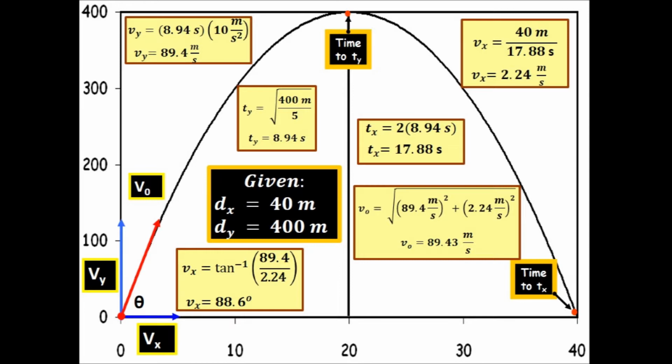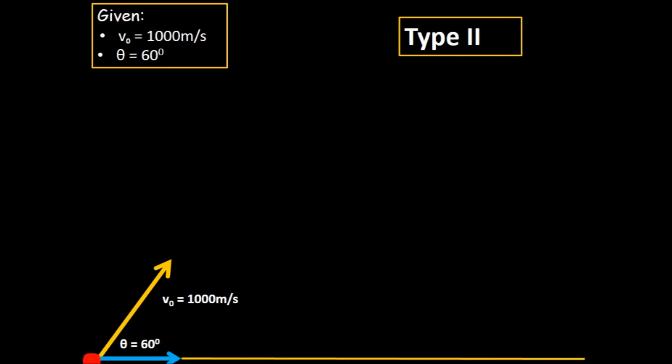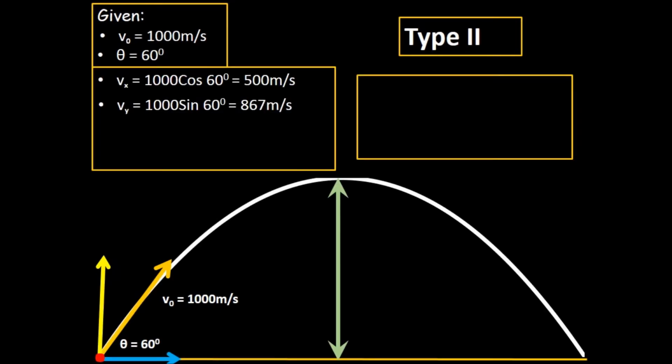That's finished. Now, we're going to start another problem, and this is probably the last type 2 problem, where we have 1,000 meters per second at 60 degrees. So we're going to have to find the Vx and the Vy. There's the pathway or the trajectory, and Vx is 500 meters per second and Vy is 867 meters per second.